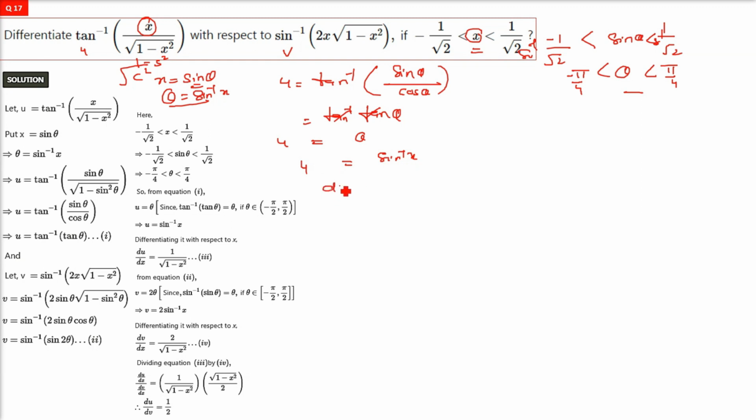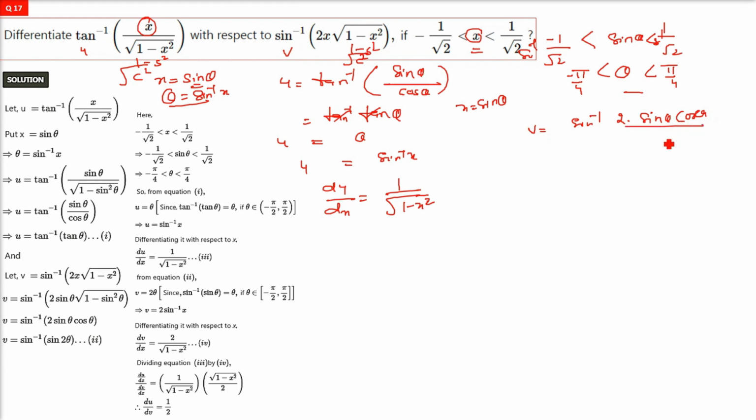And du by dx is equal to 1 by under root 1 minus x square. This is your du by dx. Coming to v. V is sine inverse. What you have to put? x is sine theta only. So theta will be sine inverse x. Now let us replace it. Sine inverse of 2 sine theta under root 1 minus sine square theta. 1 minus sine square theta is cos square theta. Under root of cos square theta is cos theta.